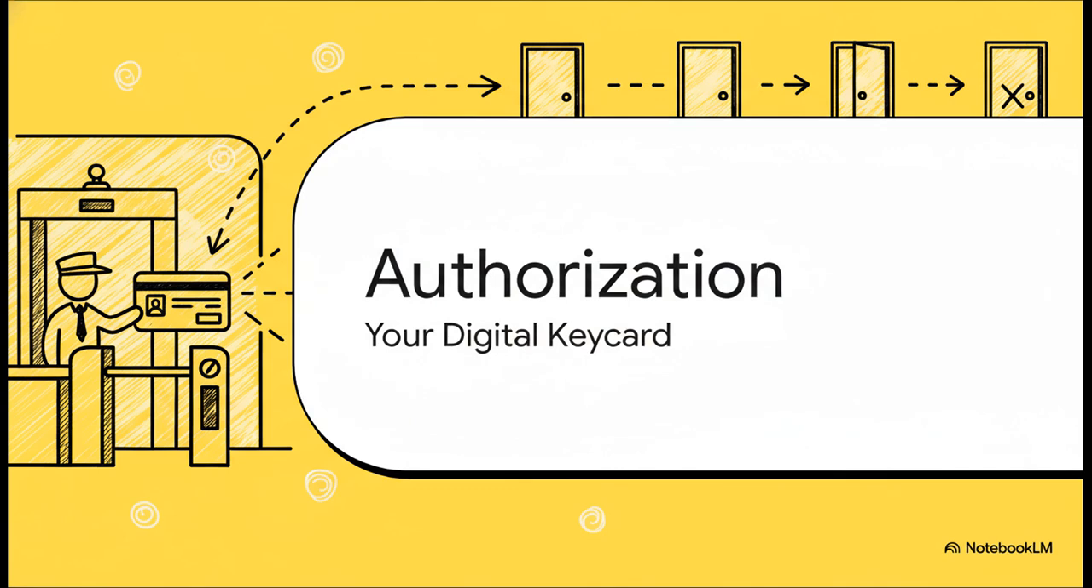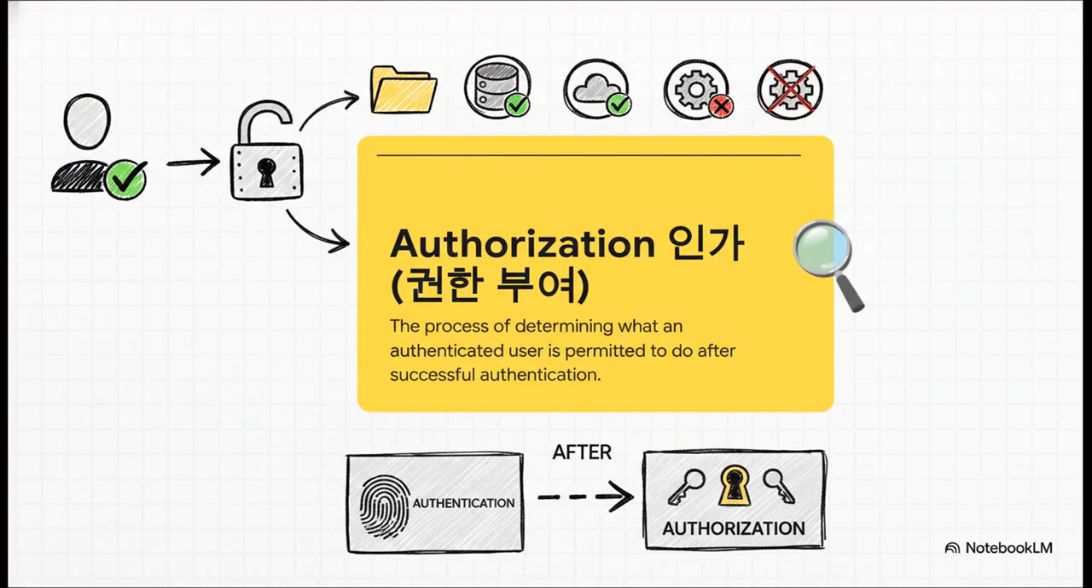Right, so probably the easiest way to wrap your head around this whole thing is to think of authorization as your digital keycard. Once security checks your ID, and remember, that's authentication, they hand you a keycard, and that card is programmed just for you with your specific permissions. That card is your authorization. Okay, so here's the more official definition, but it's exactly what we've been talking about. Authorization is the process of figuring out what an already authenticated user is allowed to do. And the most important part, and I really can't say this enough, is that it always happens after successful authentication. You have to prove you're you first, and only then does the system figure out what you get to access.